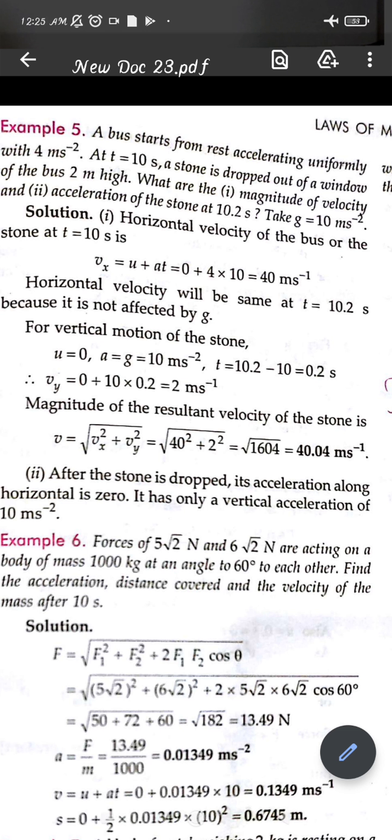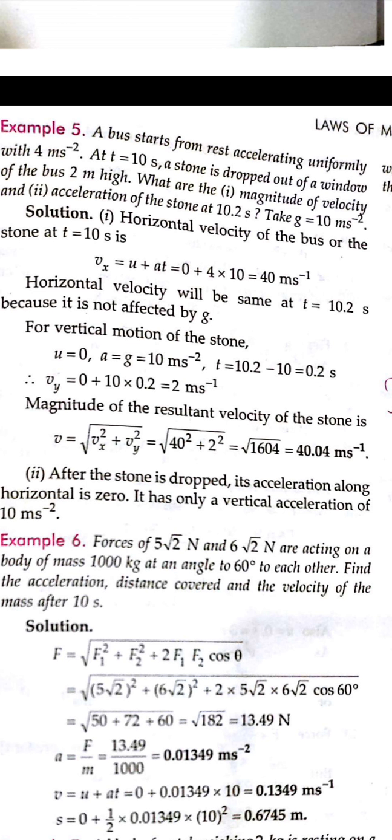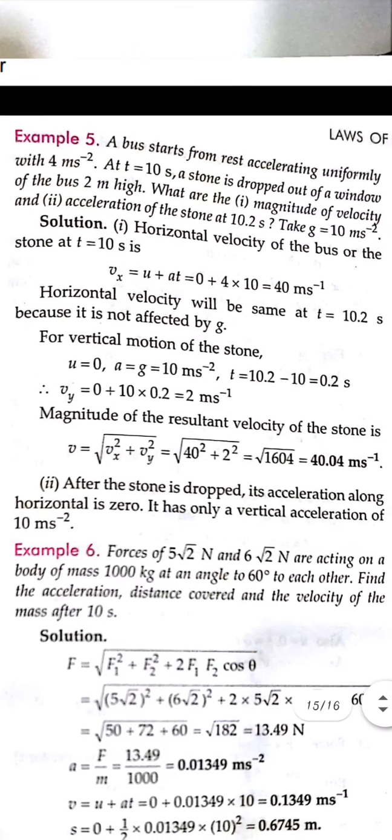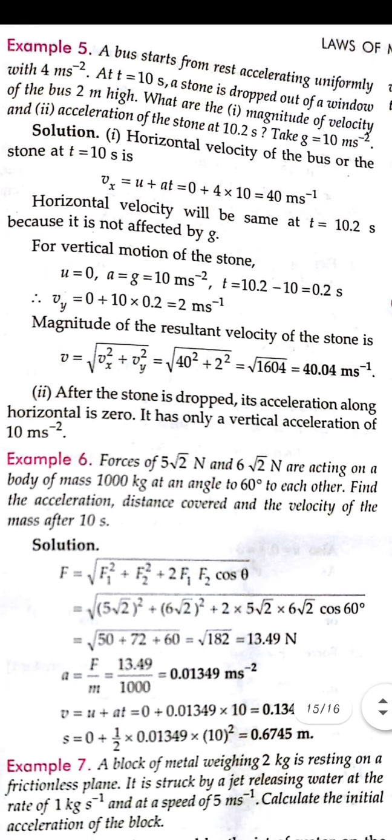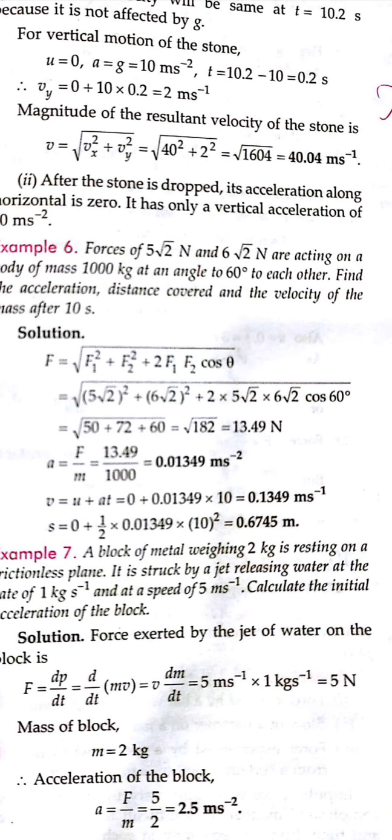So the magnitude of the resultant velocity of the stone is under root horizontal component square plus vertical component square. So this is the resolution for the velocity. So under root 40 square plus 2 square, it will be 1604, that is 40.4. Now whenever the stone is dropped, its acceleration along the horizontal is 0, it has only the vertical acceleration. Because the question was to find out the acceleration at 10.2 seconds, the acceleration is 10, but it is only in the vertical direction, not in the horizontal direction.